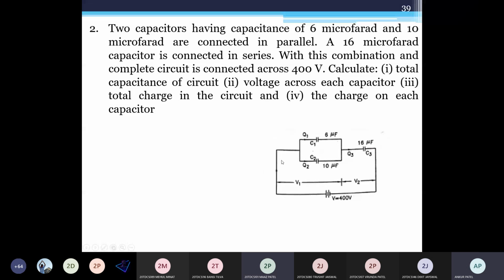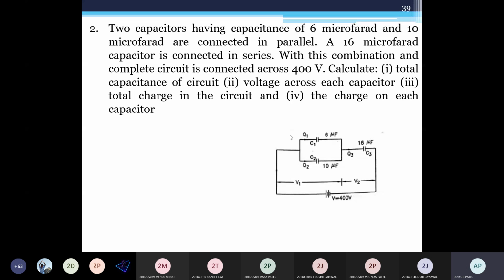Sir, in the question it is not mentioned 8 microfarad that the capacitors are in parallel, then we have to assume that it's in series, right? If the question is not mentioning that the capacitors are in parallel, then we have to assume that they are in series. If it is not mentioned, then it is in series. Okay. So whatever data is given accordingly, you have to follow this method or procedure.